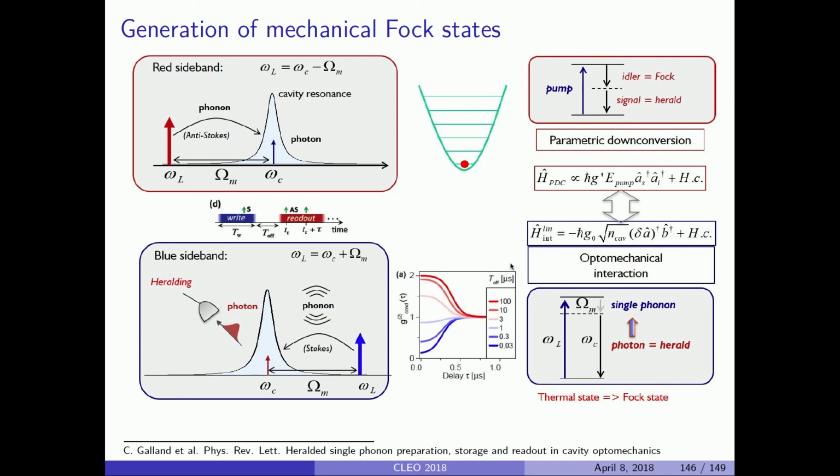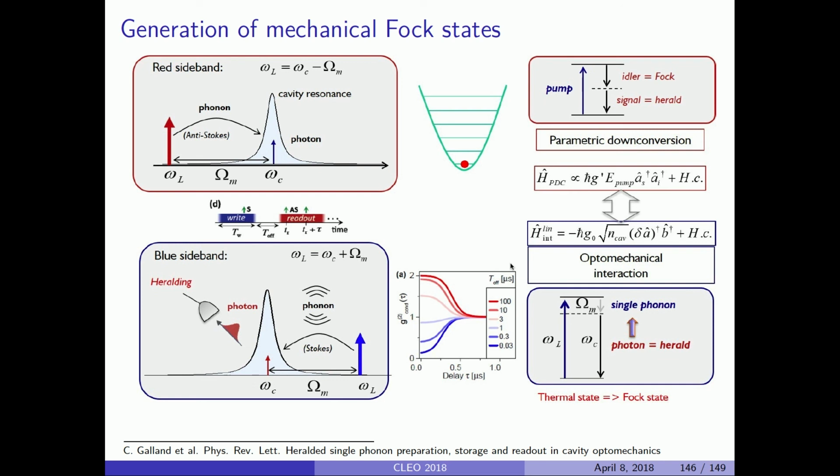Imagine first you want to make a Fock state of a mechanical oscillator. How would you do that? You would first cool the mechanical oscillator on the lower sideband, so you remove all the thermal quanta, you cool to the ground state. What you do then is something non-intuitive. You place a pump on the upper sideband, and this will generate a Stokes photon and a phonon. If this upper sideband pump is very weak, it will only occasionally generate a photon-phonon pair.